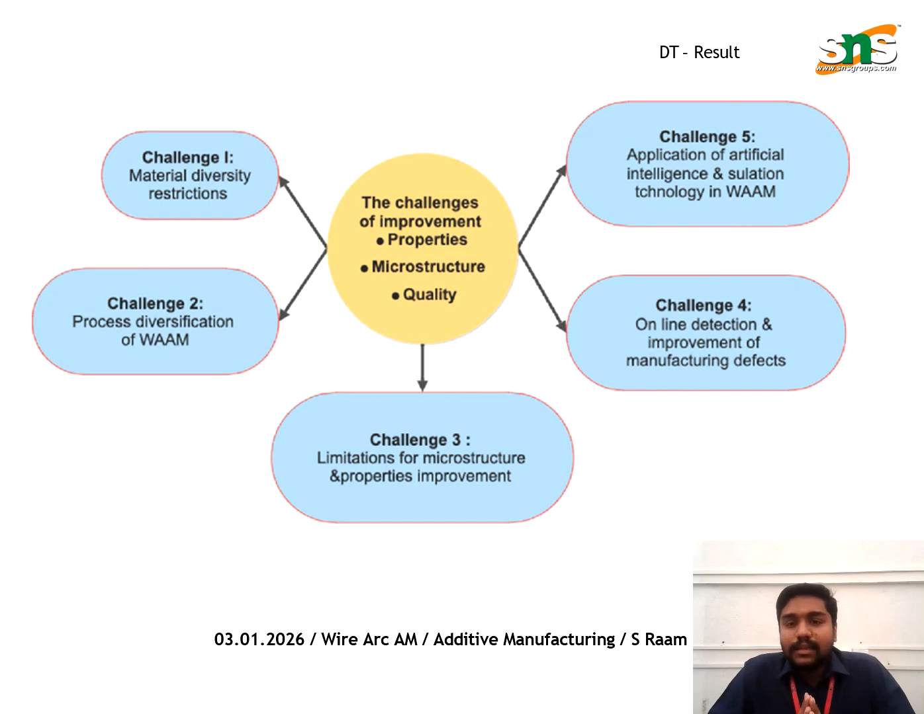Coming to the results and discussion, we are going to explain how wire additive manufacturing is carried out using these types of structure. Metal diversity restriction is the first problem. Second is process diversification. Third is limitation for microstructure and properties improvement. Fifth is application of artificial intelligence and technology in WAAM. And last is online reduction and improvement of manufacturing defects.